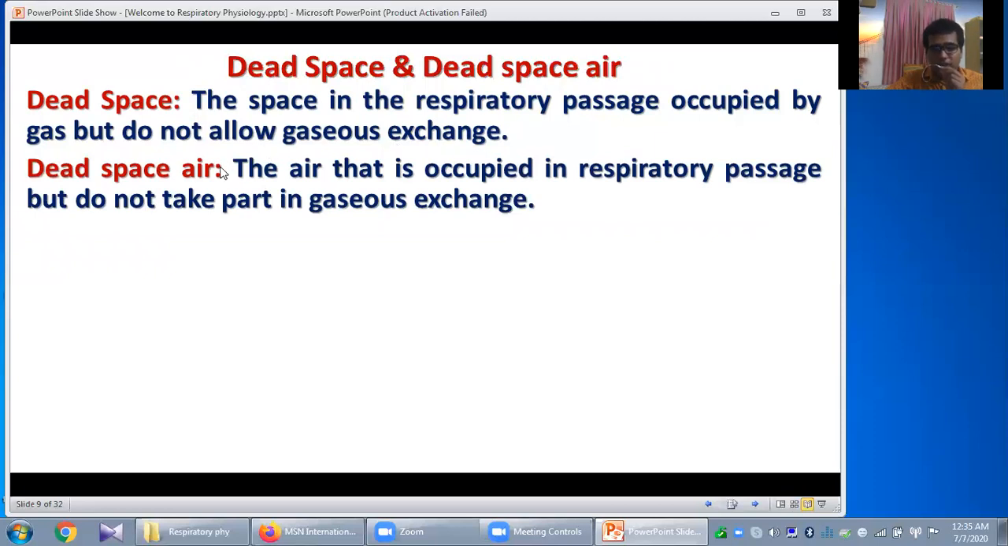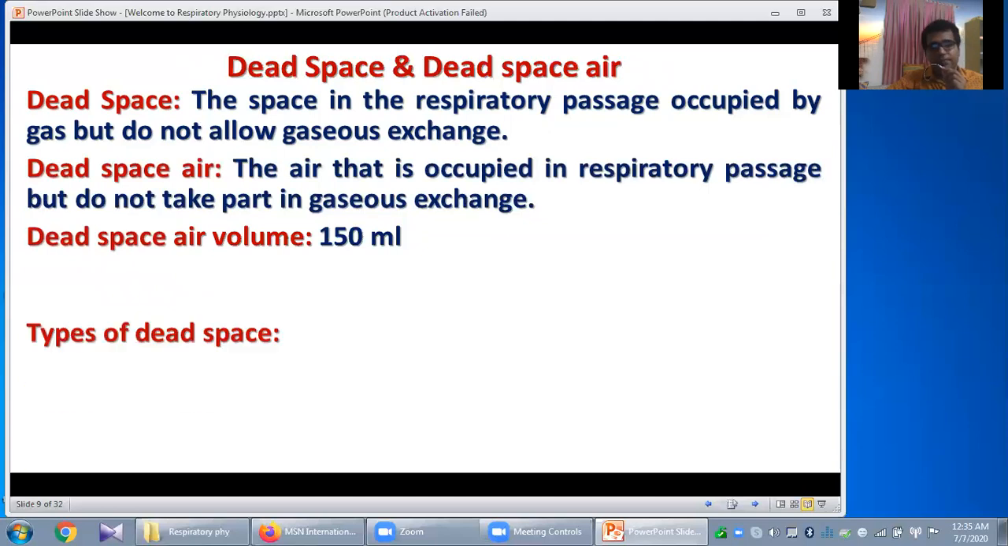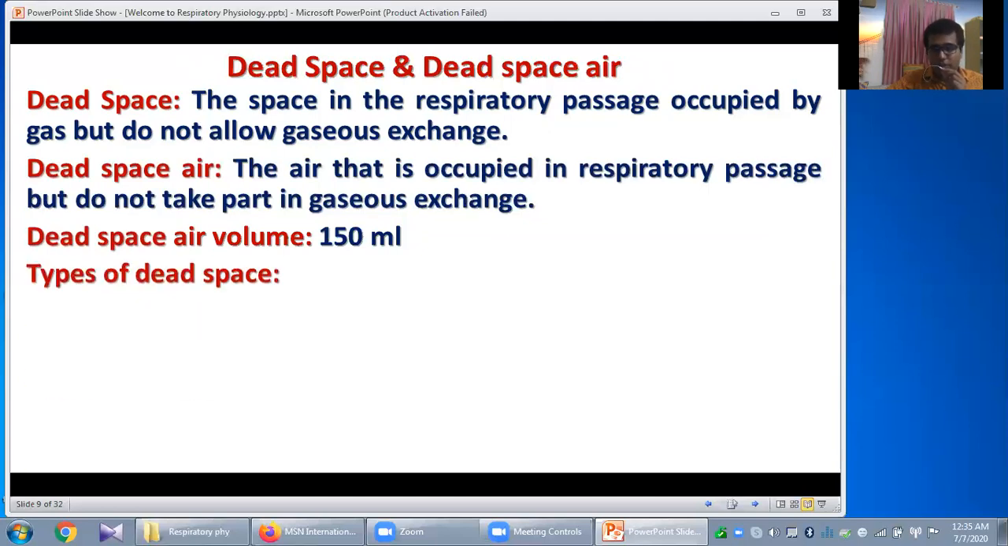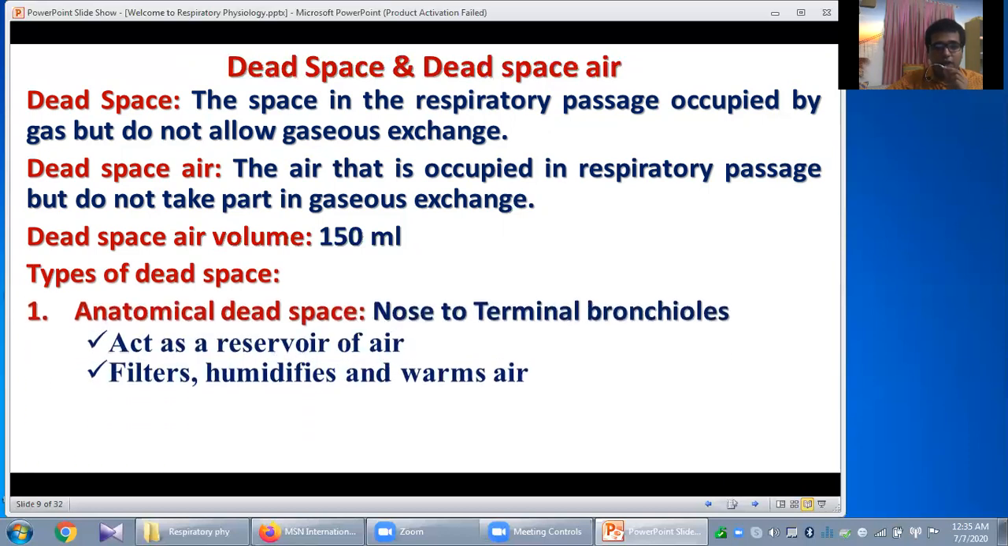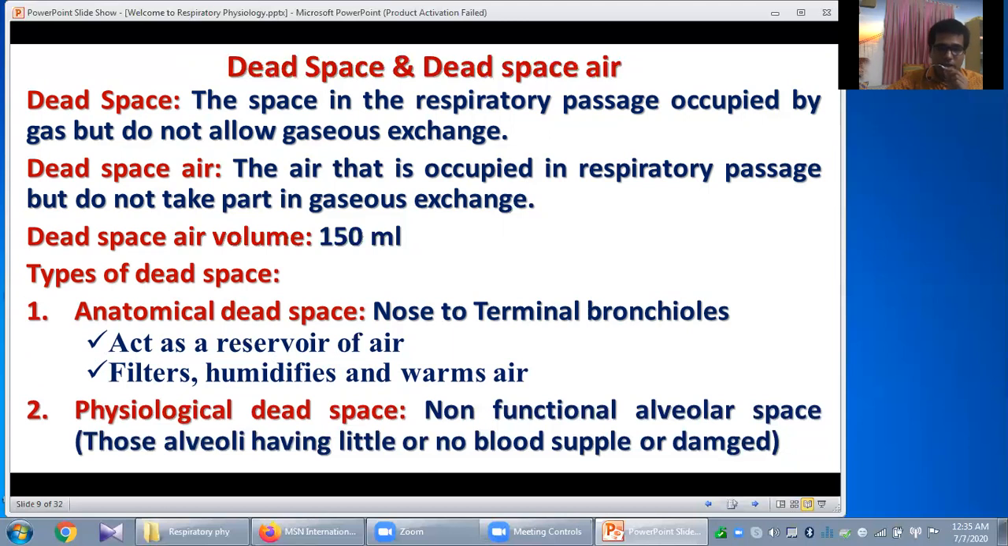And what is dead space here? The air that occupies the respiratory passages and does not take part in gaseous exchange. It is only 150 ml. The types of dead space: there are actually two types, anatomical dead space and physiological dead space.